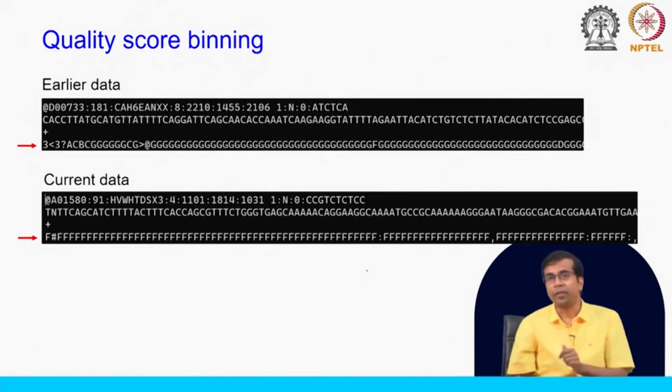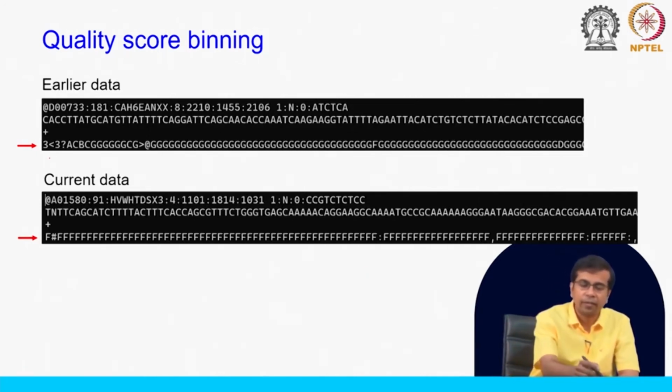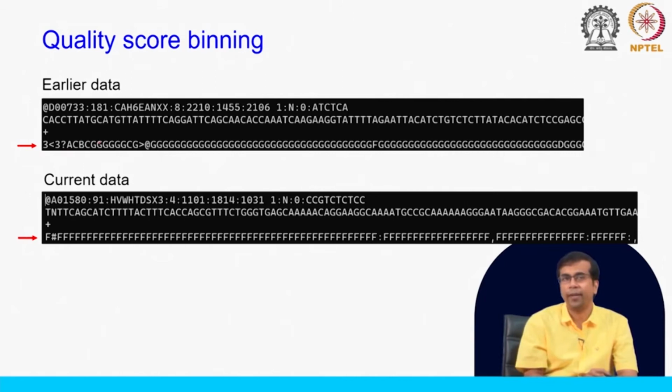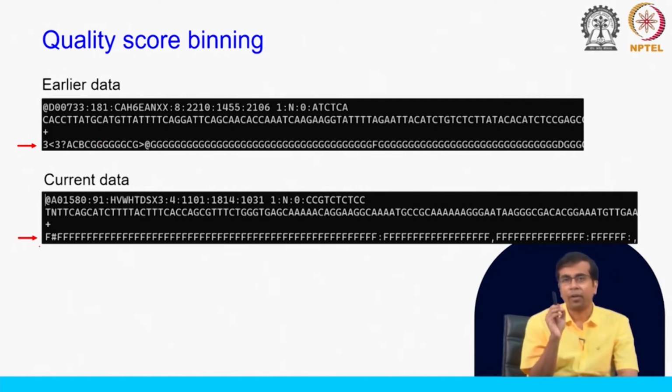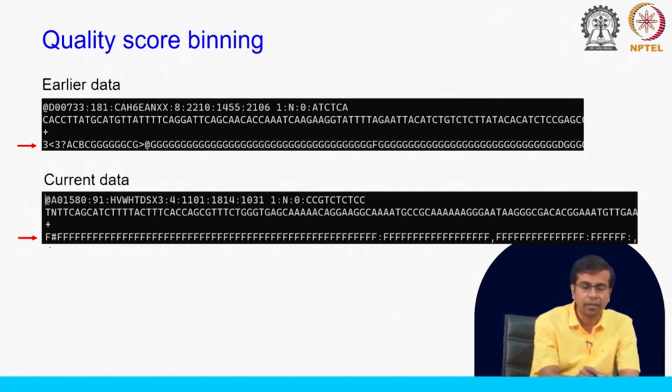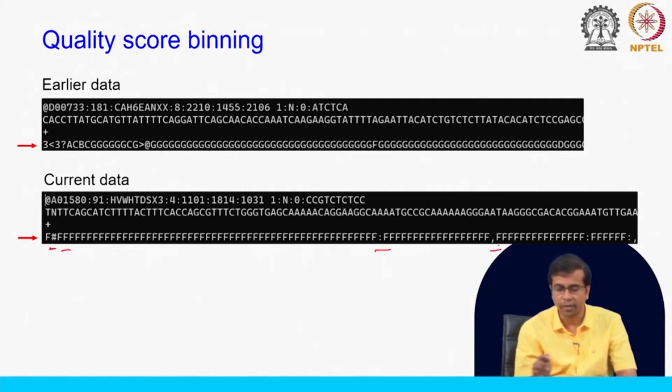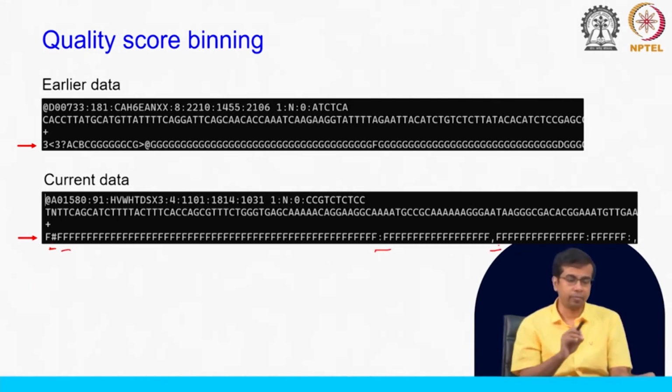Because of this quality score binning, in the earlier data you will see all sorts of letters, question mark, A, C, B, C, etc. But in newer, current data, if you look at this quality score encoding, you will see only a limited number of letters, not all possible letters that are out there. For example, in here you see this hash, F, colon and comma. These 4 letters you see in this quality score because of the binning. Most of the bases will appear similar; when they fall in one range, they will be given the same value.